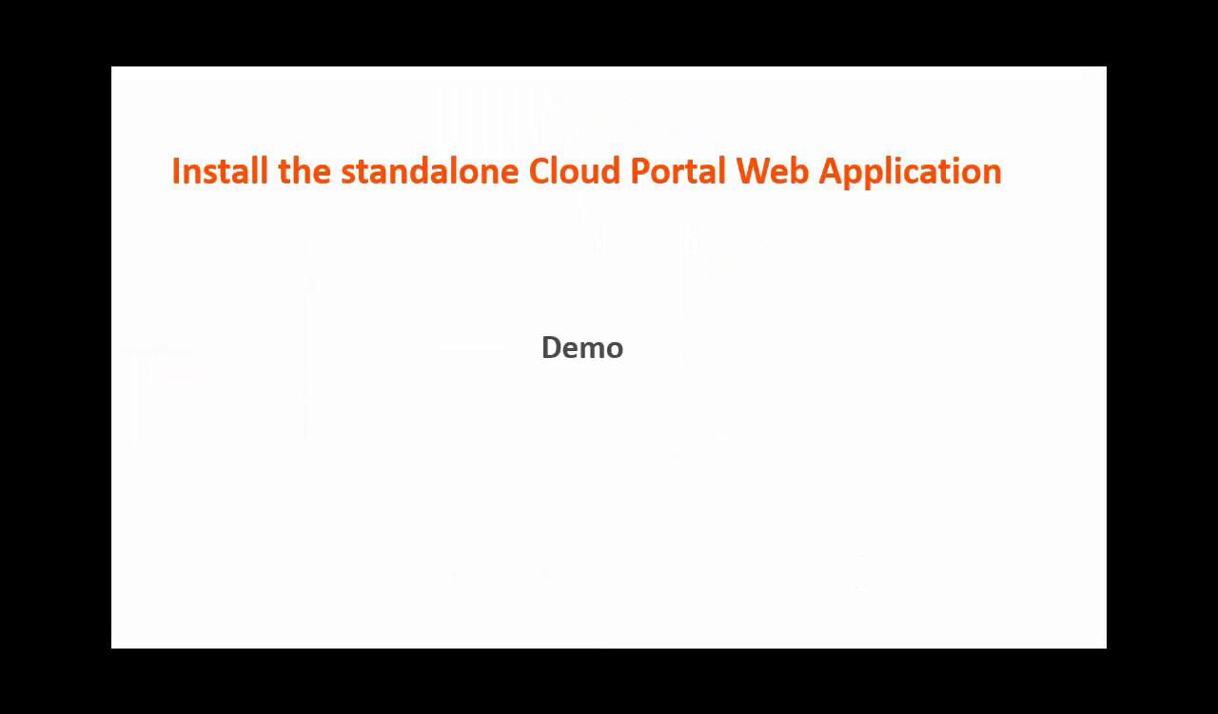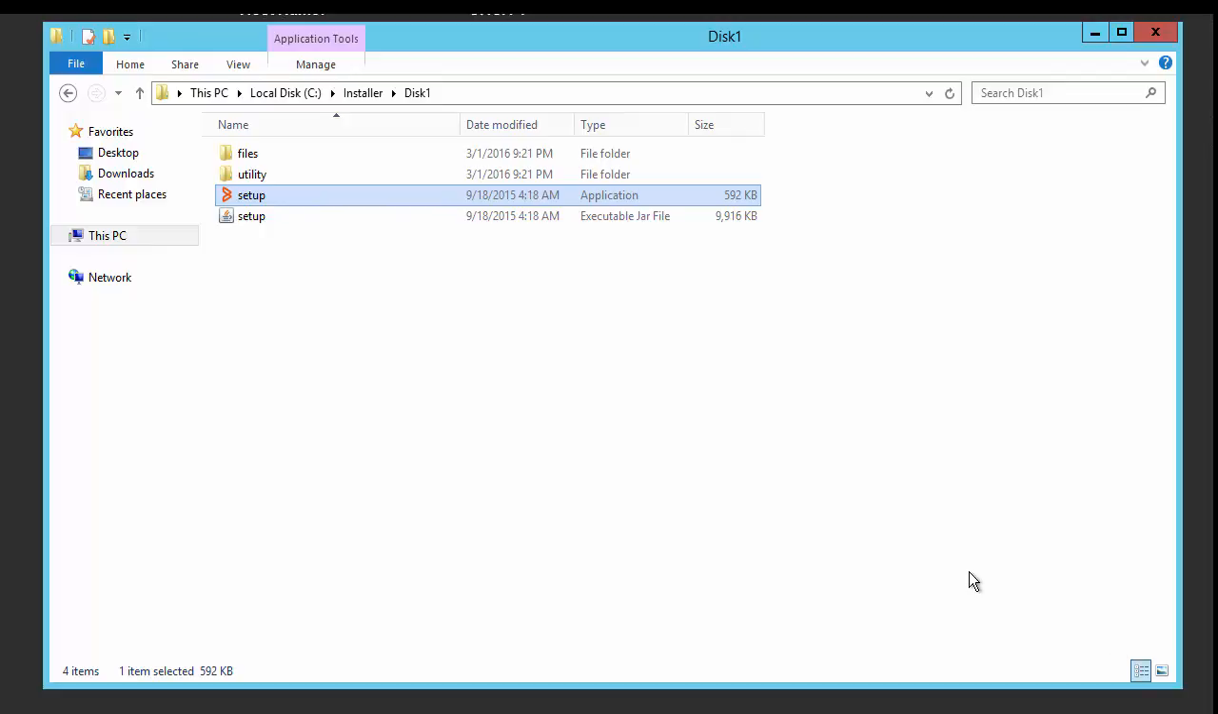The next topic is how to install the standalone cloud portal web application. We will be demoing this in the next part. You can copy the installer from the EPD. Once you unzip this folder, you can see the disk1 folder, and there is an executable setup. We need to launch this setup.